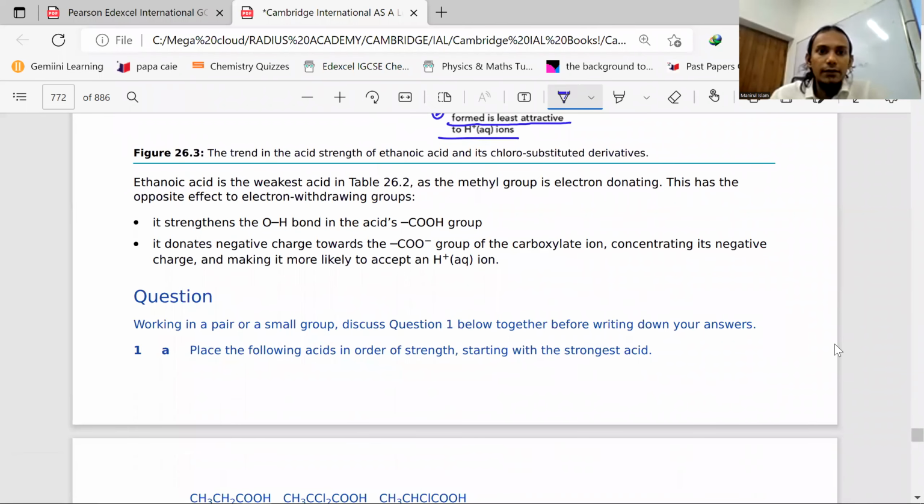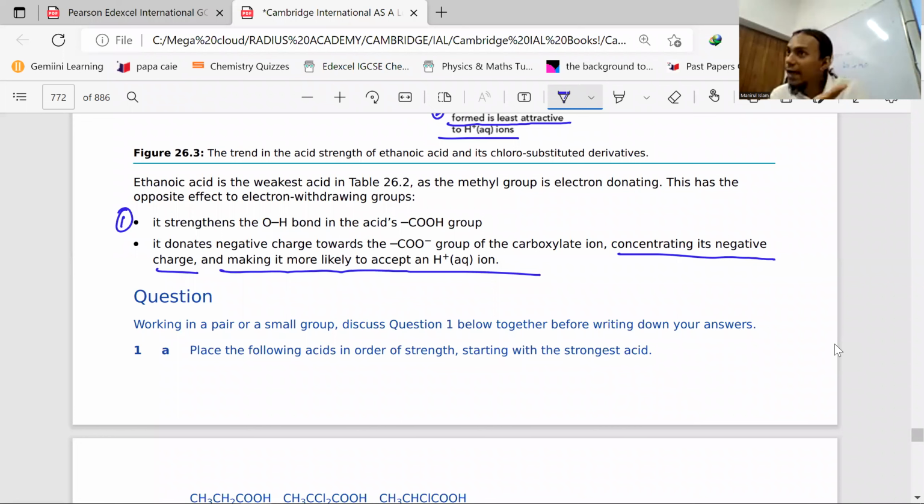আচ্ছা, so ethanoic acid is the weakest acid in table 26.2 as the methyl group is electron donating, আমরা বলছি already. This has the opposite effect to the electron withdrawing groups. It strengthens the OH bond in the acid's carboxylic group, 1 point, mark 1. It donates negative charge towards the carboxylate group, so concentrating its negative charge, দেখছো, and making it more likely to accept hydrogen ions, so equilibrium will shift to left more than anything else, মানে ওই যে ক্লোরিন কন্টেইনিং থিং, তাই না? তাহলে এটা হচ্ছে মার্ক পয়েন্ট। বোঝা যায় কি লিখবো আমরা?